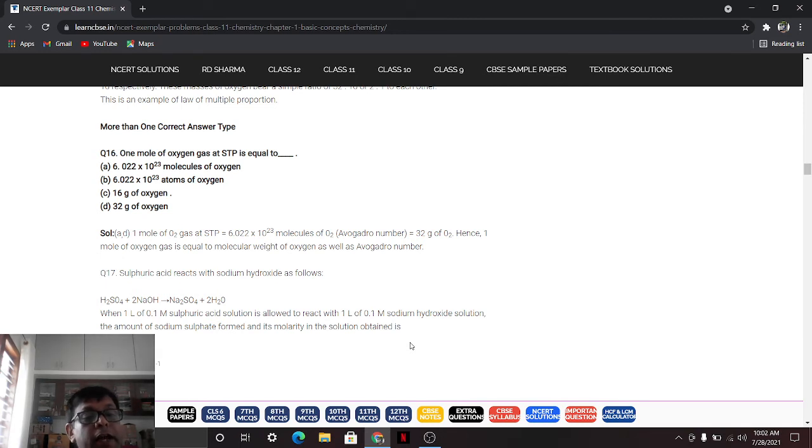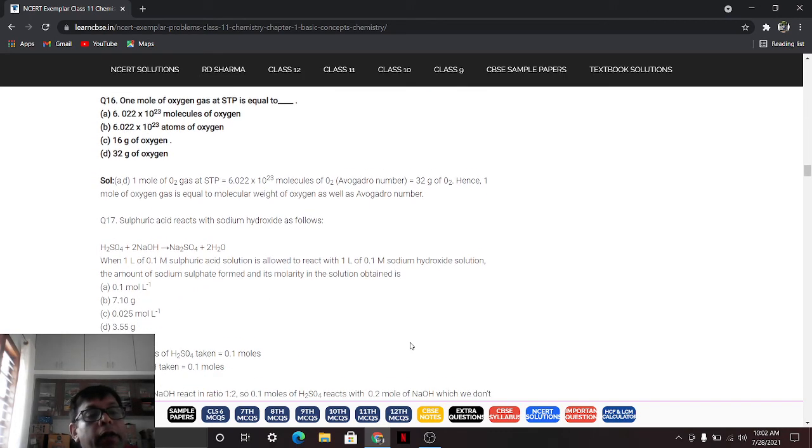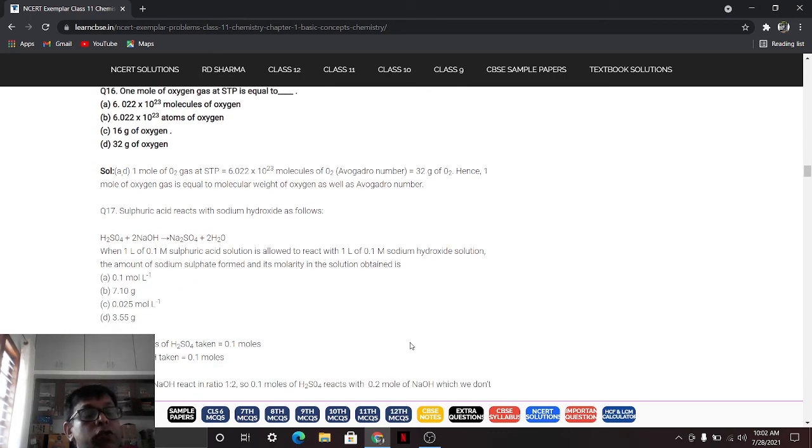Sulfuric acid reacts with sodium hydroxide as follows. ಈ ತರ ರಿಯಾಕ್ಷನ್ ಆಗ್ತಿದೆ, ನೋಡಿ. H2SO4 plus 2NaOH gives rise to Na2SO4 plus 2H2O.